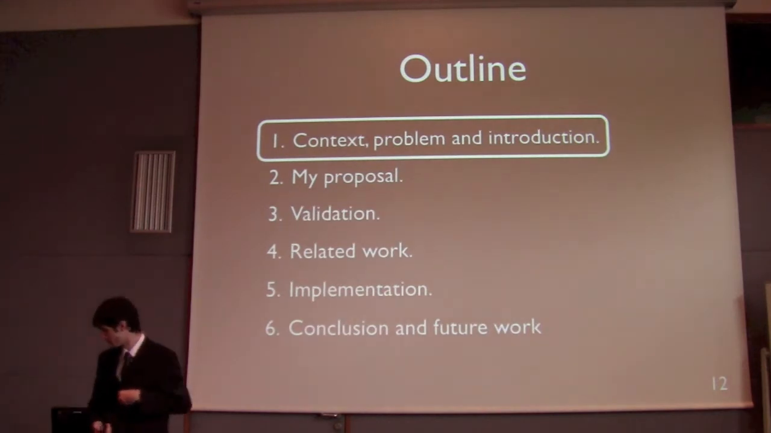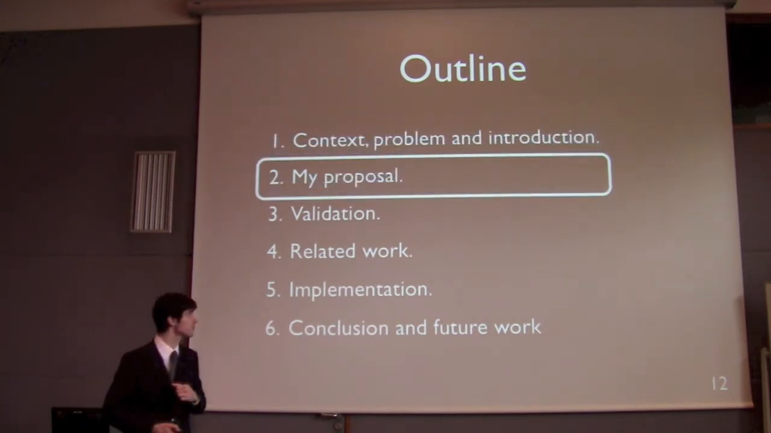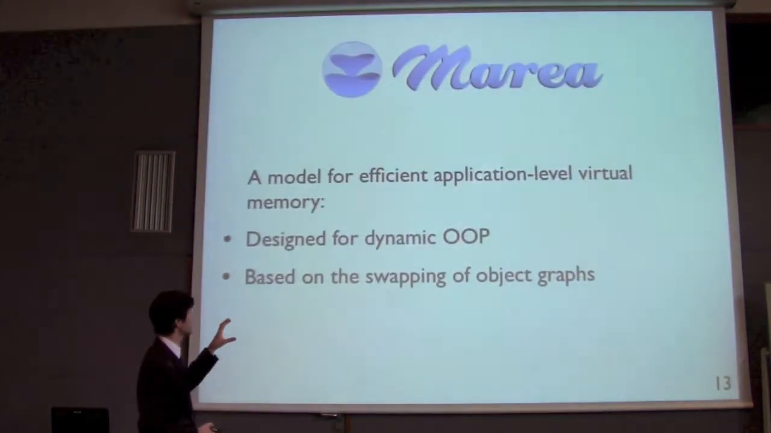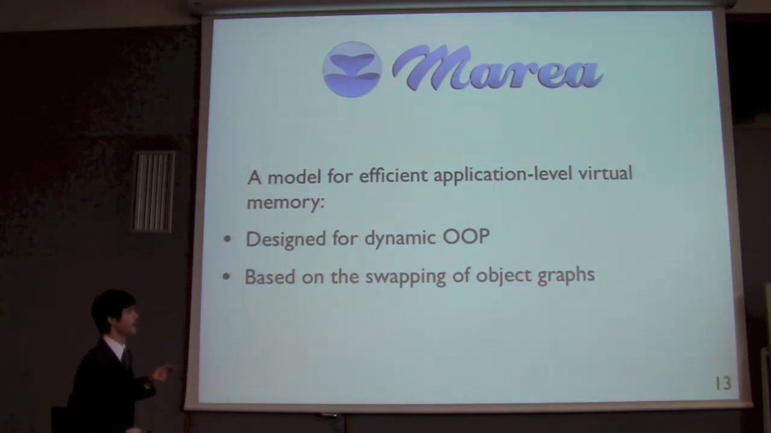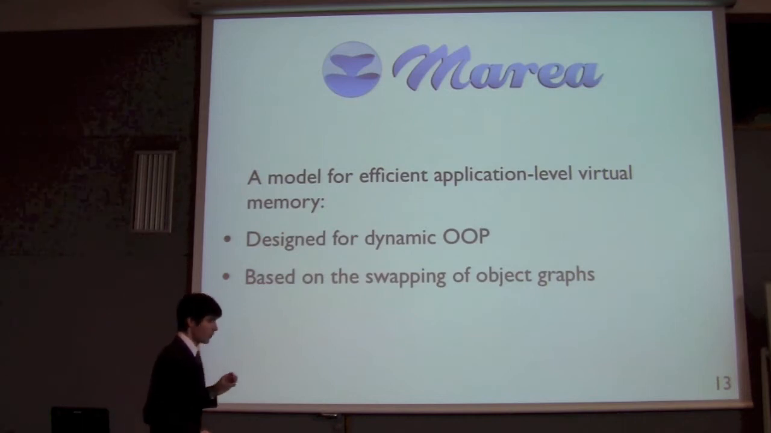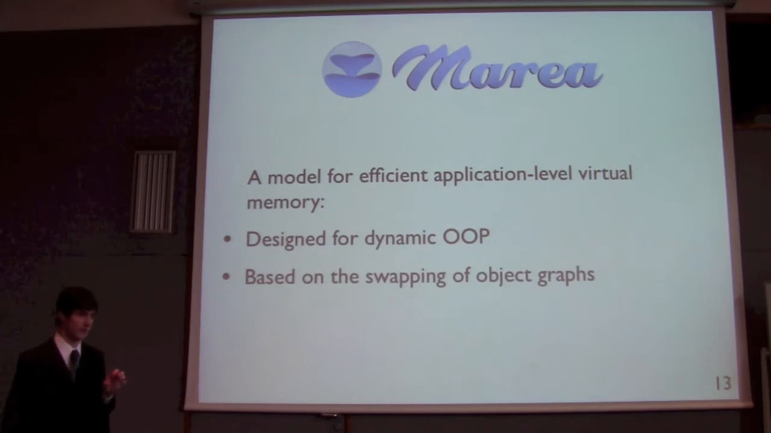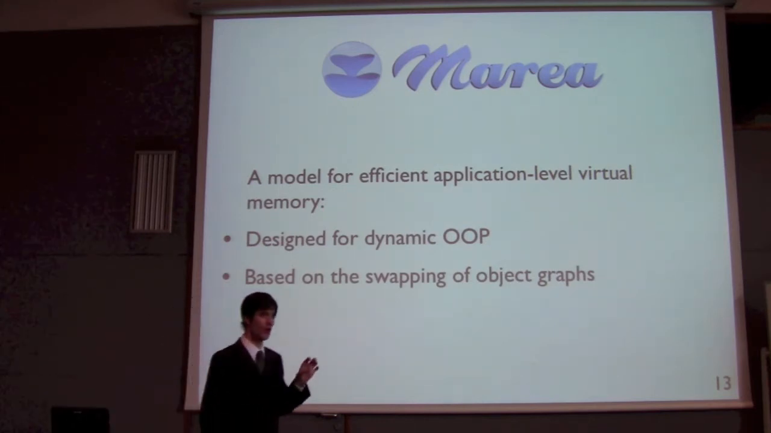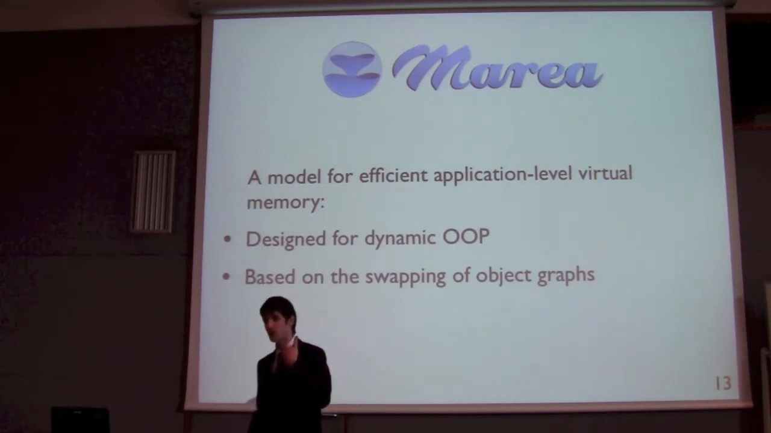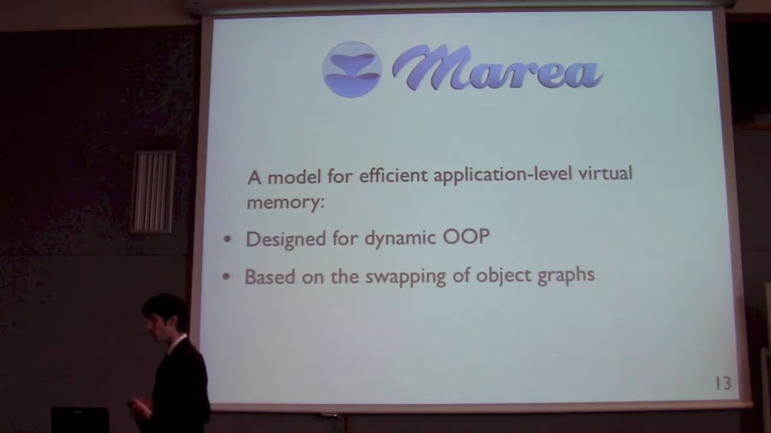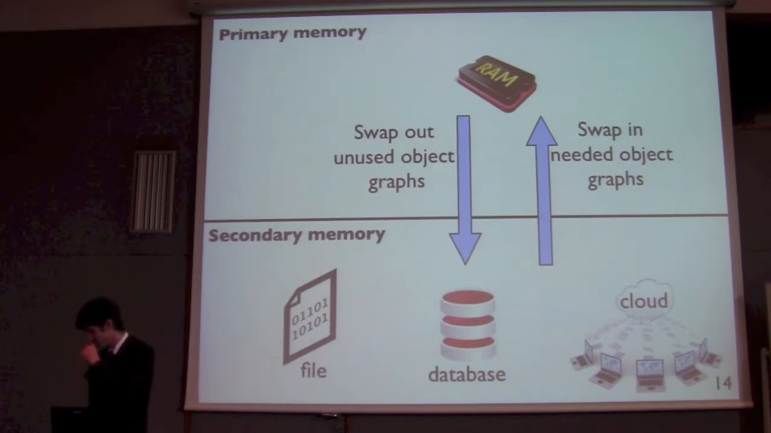Okay, so now I will show you my proposal. What I propose is called Marea. That's the name I chose, and it's a model for an efficient application-level virtual memory, designed for dynamic object-oriented languages. The most important key point is that it is based on the swapping of object graphs between secondary and primary memory. So instead of swapping pages, like the operating system, we swap objects, and in fact object graphs. This is for efficiency reasons, as we will see later.